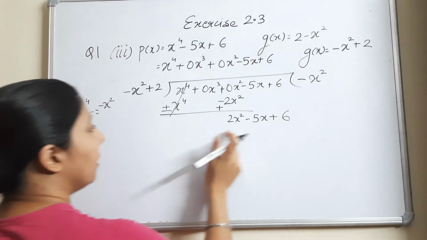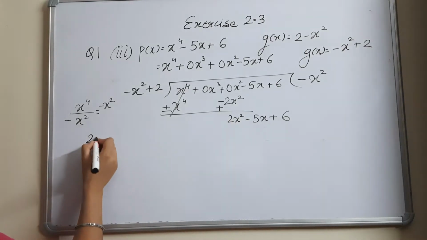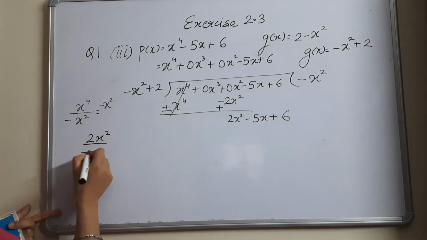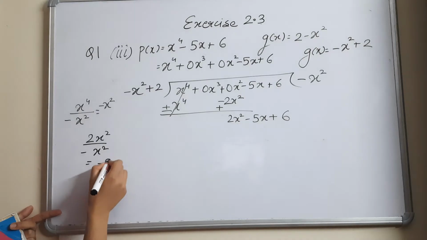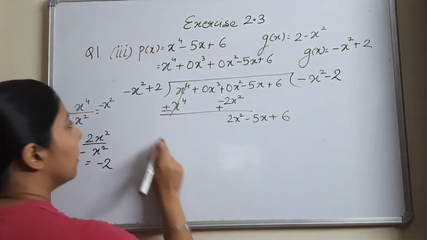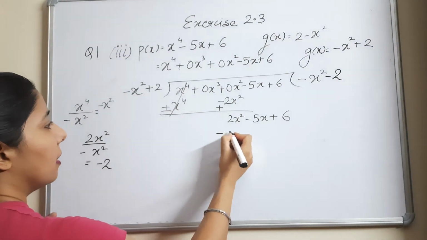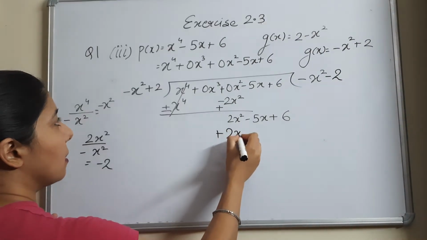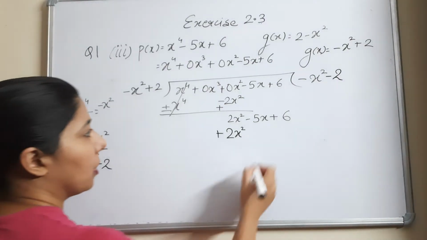Now calculate the second term of q(x). Focus on 2x² and this minus x², and you are left with minus 2. So the second term will be minus 2. Now multiply minus 2 here. So you will get plus 2x² and minus 4.